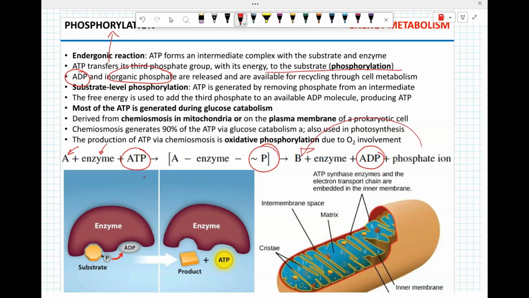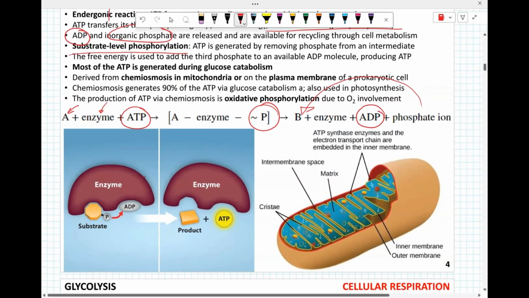Phosphorylation can occur via two routes. One of them is substrate level phosphorylation. In this case, phosphate is removed from some other intermediate, like this one, and transferred onto an ADP molecule, producing ATP and a dephosphorylated product. Substrate level phosphorylation has a much lower contribution to the ATP production in the cell compared to oxidative phosphorylation, the main component of glucose catabolism that occurs in the mitochondria.